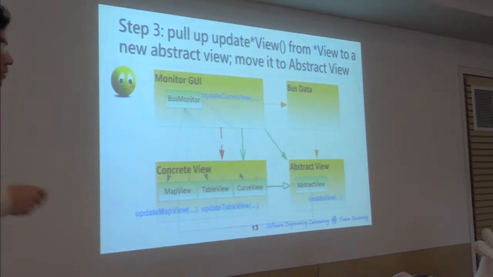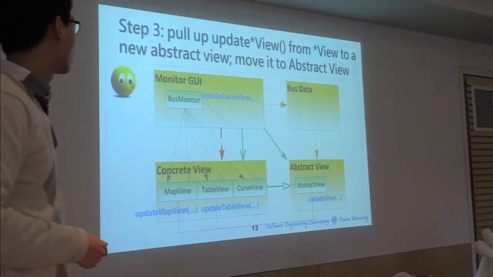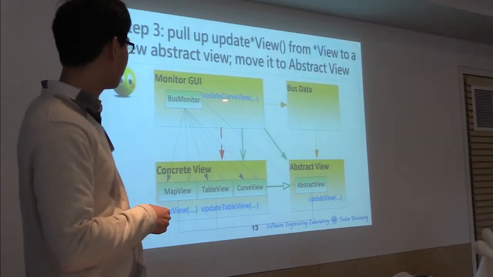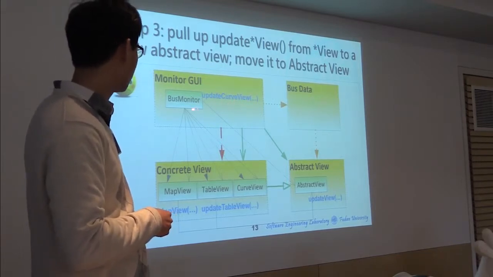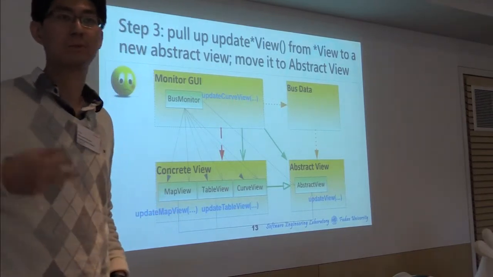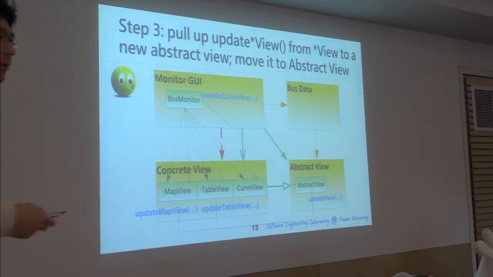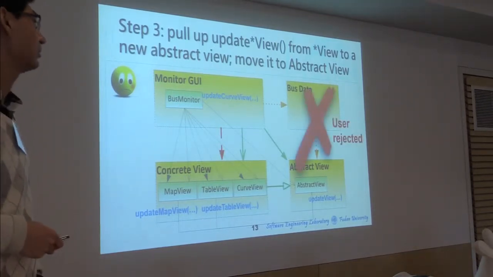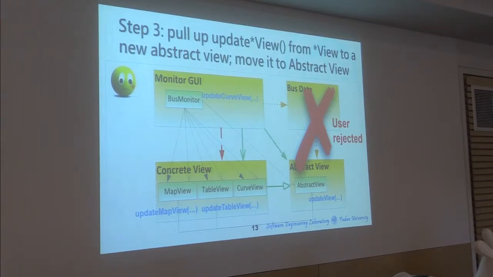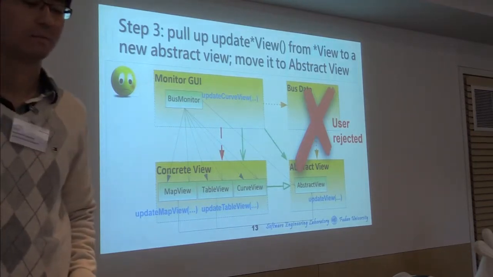However, it is not intuitive from a human point of view. If we are human developers, we are more inclined to move an update curve view method to the curve view to make things more symmetric. Therefore, the developer can choose to reject these suggestions and ask the refactoring navigator to recommend again.